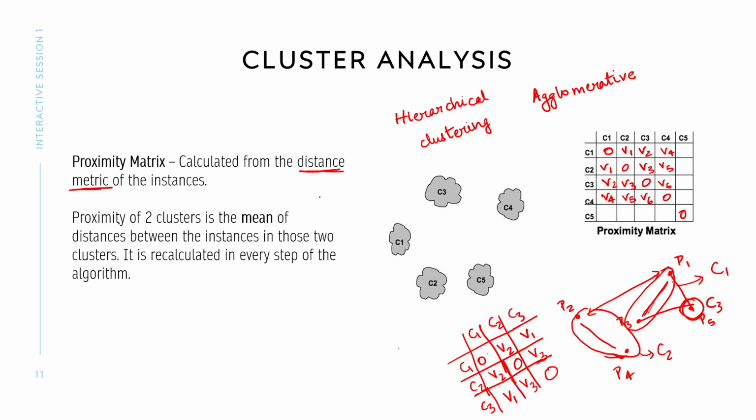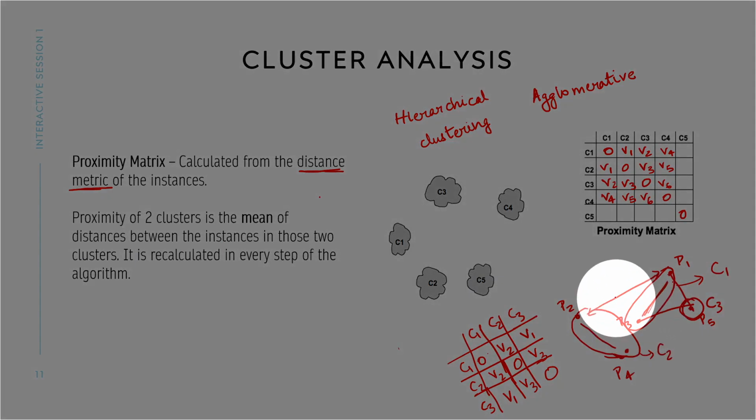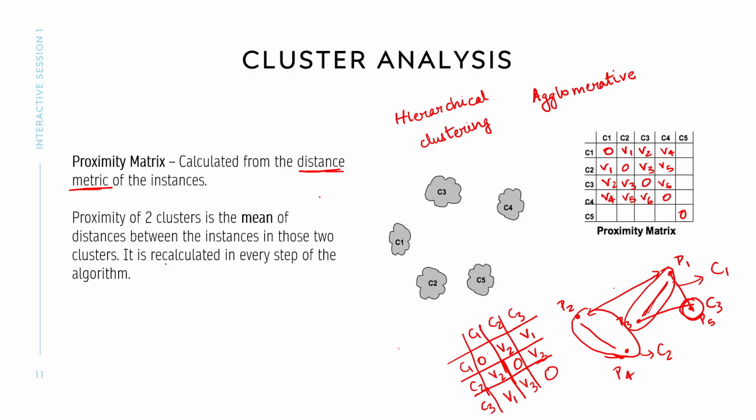So the proximity between two clusters is the mean of distances between the instances in those two clusters. Okay, so this is always the mean of these distances, or the mean of all of those four distances, right? And it is recalculated, so this matrix is formed at every step. It gets smaller and smaller in every step because we are making bigger and bigger clusters.